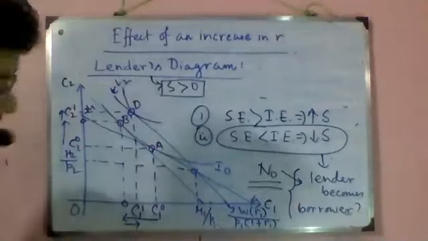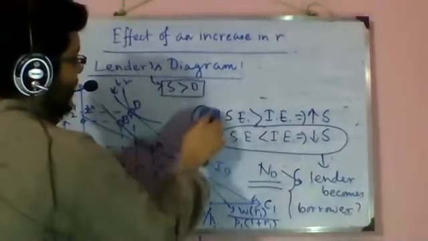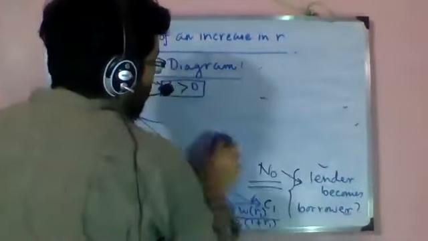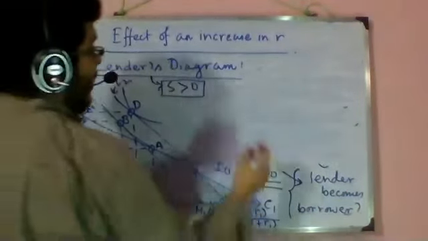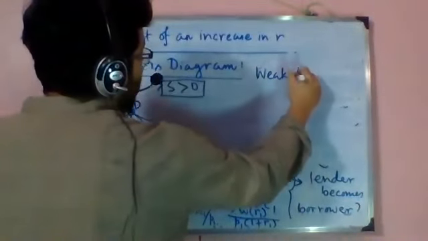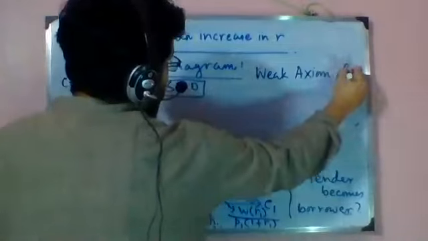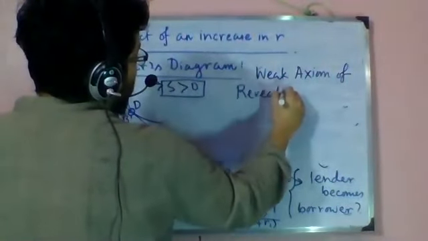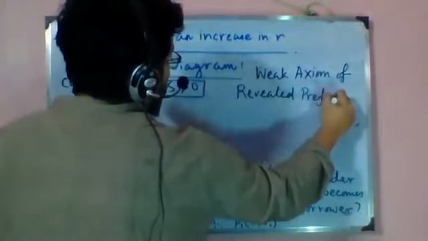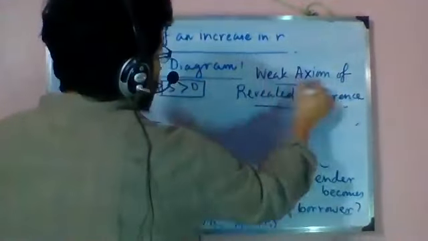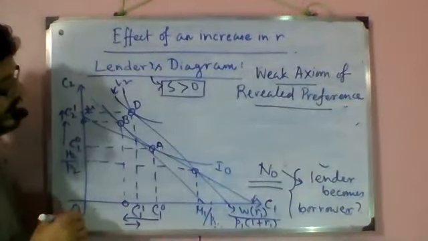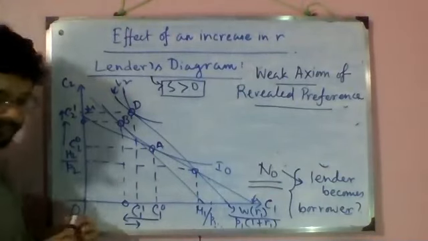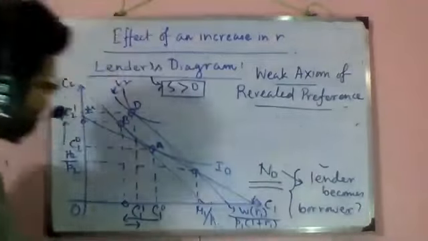Why not? To analyze this, we are going to take help of what we have studied much earlier, and that is WARP. So to justify this, we are going to take help of the weak axiom of revealed preference. See, let us look at it in a bit more detail.